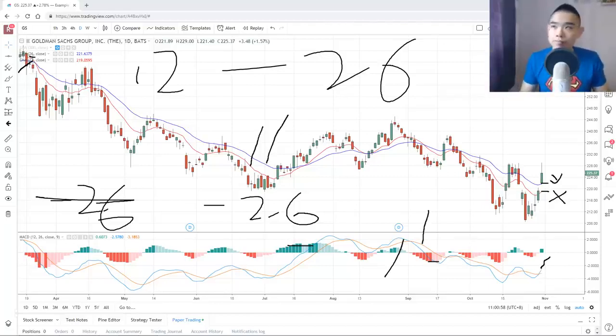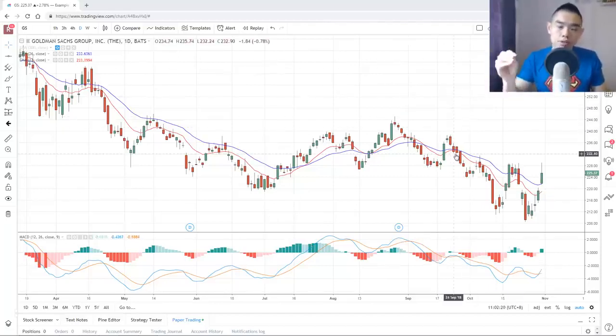What about the signal line? Well, the signal line is quite straightforward. Recall, the signal line is simply the 9-day EMA of the MACD line. To put it simply, it's just the average of the 9 values of the MACD line.